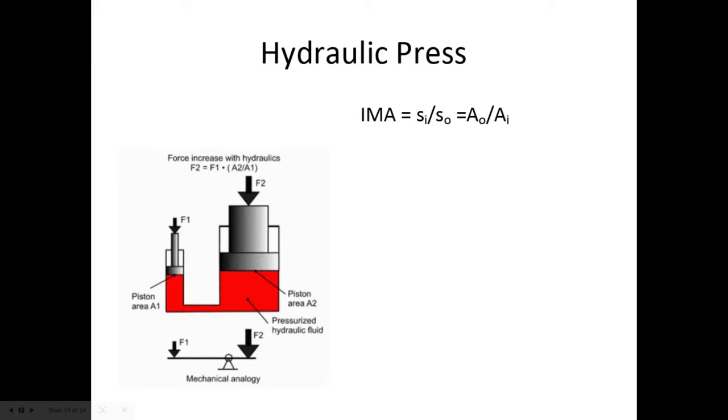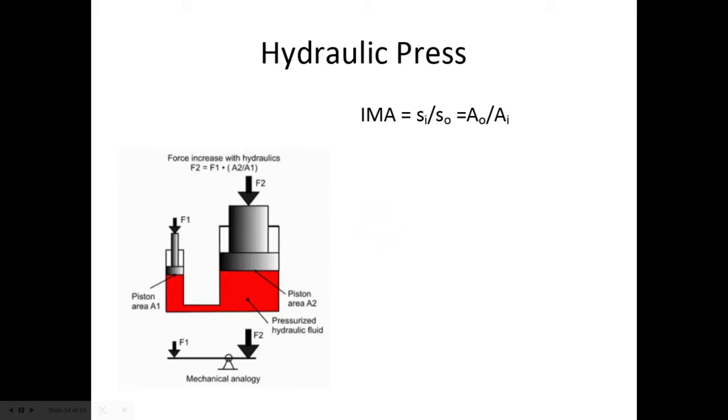And the hydraulic press. A press is IMA equals SI over SO equals the area over the area. Now, this is how car lifts work when you take your car into the garage and they lift it up. Your car sits over here. This gets pushed down and it lifts up your car. Basically, the fluid is hydraulic fluid and applies the pressure. So that's basically how those work.